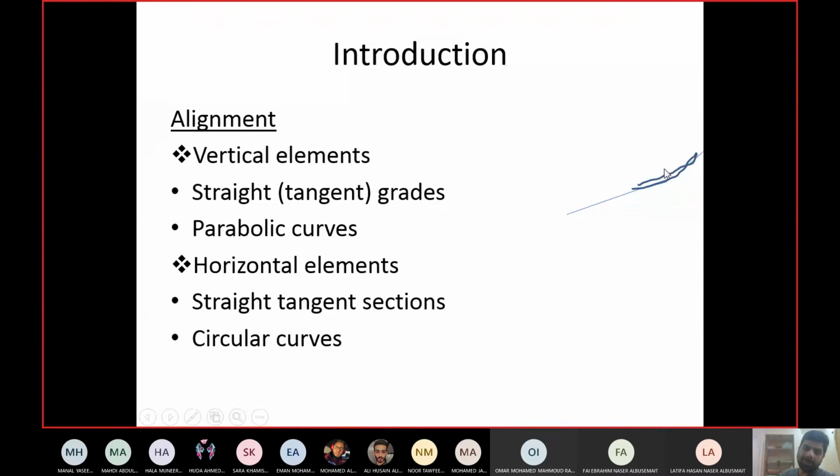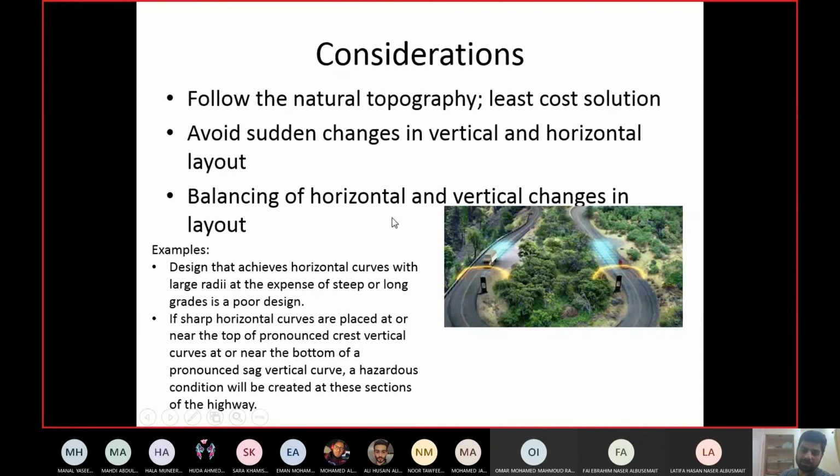The third point is balancing the horizontal and vertical changes. Balancing means, the gist of balance is, do not forget about one alignment while you are fixing the other. For example, as I said at the start, when you are doing the vertical alignment, you do only vertical alignment, then you go on to the horizontal alignment. We have software in which you can put both and see the 3D picture, but when we are designing, we do it one by one. So you do the horizontal alignment and then you do the vertical alignment.